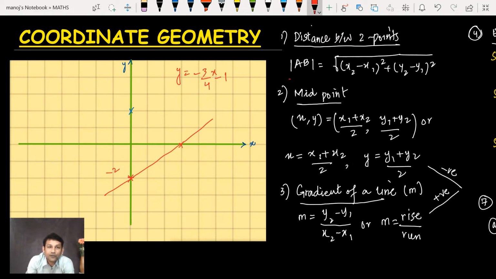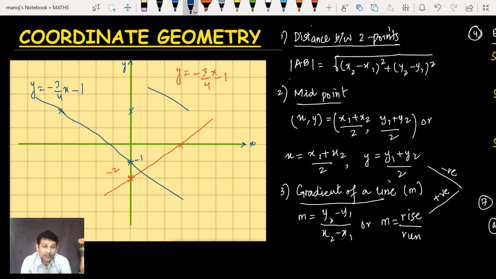Minus 1. Where is minus 1? The minus 1 is here. This is the first coordinate. Now minus 3 upon 4 means we have to move like this: 3 rise, 1, 2, 3, and then 1, 2, 3, 4. This is the point here, and we can join them, and that's a straight line. That straight line is y equals minus 3 upon 4x minus 1. This is a way that we should know before starting our questions.